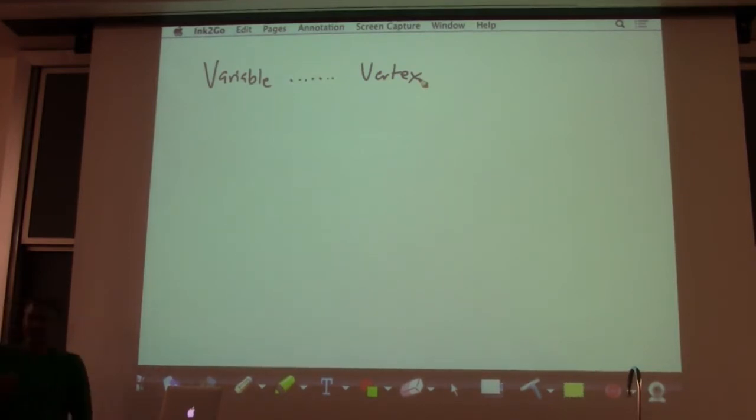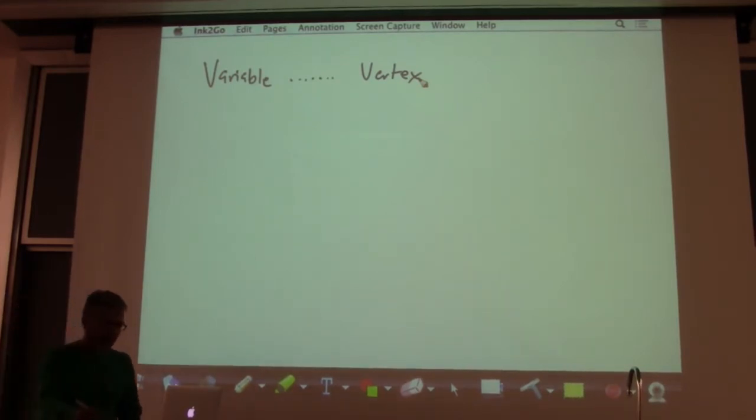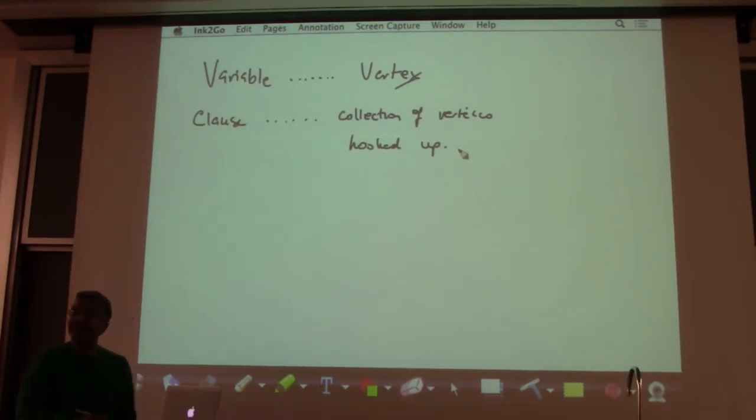But if we say that a variable is a vertex, do we have a vertex for x and another vertex for x bar? Well, we're not quite sure yet. But if a variable is a vertex, what's a clause going to be? It's going to be some collection of vertices hooked up together. And in fact, here's what you do. Our reduction is going to say that for every literal, not every variable, but every literal in a 3SAT instance, we're going to have a vertex.